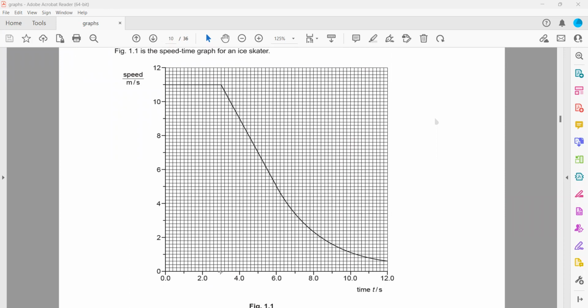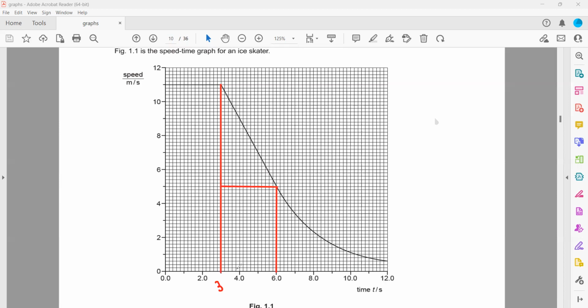So from 3 seconds, like this is 3, and this one is 6. So from 3 seconds to 6 seconds, we need the distance traveled. So we use the area under the graph. We have to take the total area of the graph. It's not only a triangle. It will be a triangle plus a rectangle.